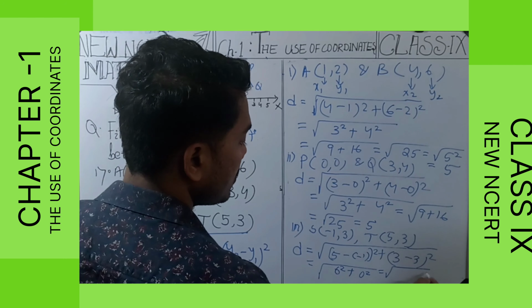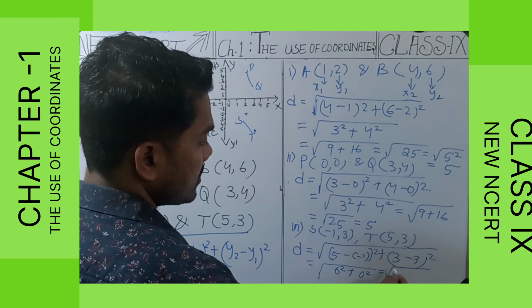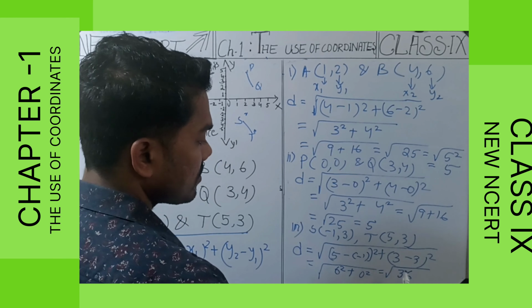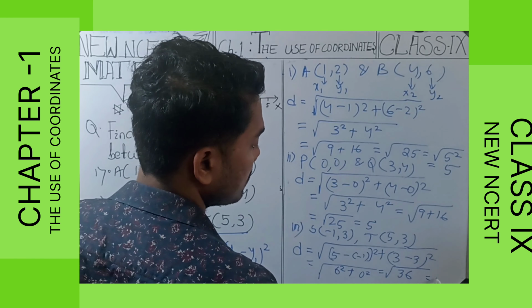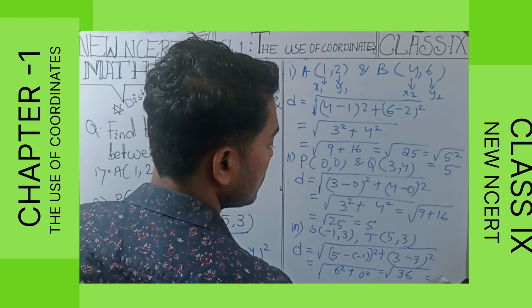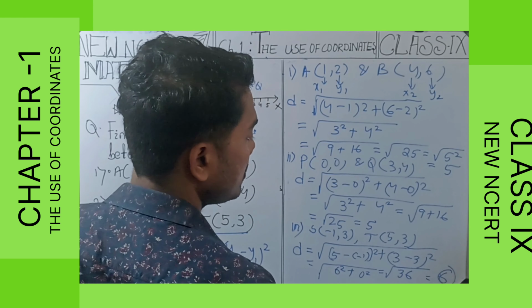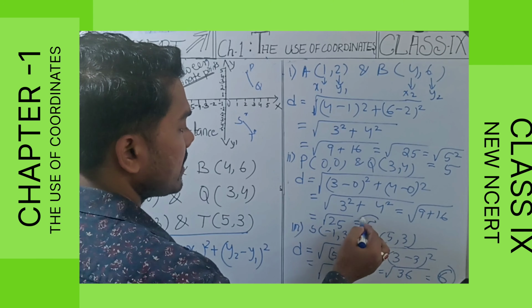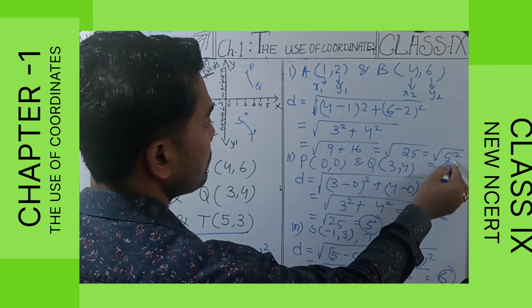This is equal to root over of 6 square is equal to 36, 0 square is 0, so root over 36 is equal to 6. Okay, so square root of 6 square is equal to 6. So you got the answer 6 here, and here 5, and here also 5.